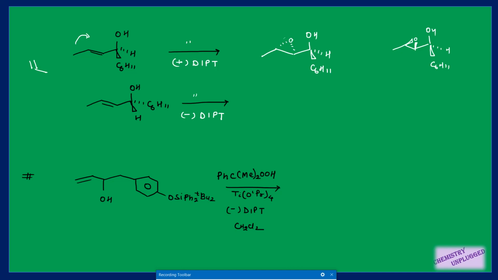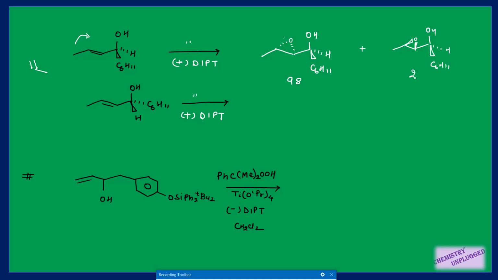So there is no hindrance due to this alkyl group to the epoxidation, right? So in this particular case you will get a good amount of this epoxide, right? Suppose this is 98%, this is your 2% only. But in this case again you have here plus DIPT, not minus, this is again plus.